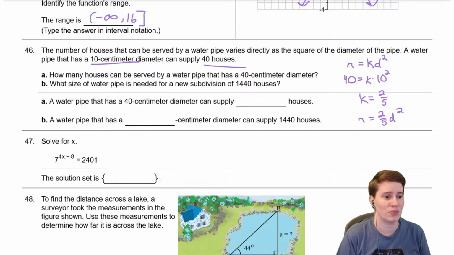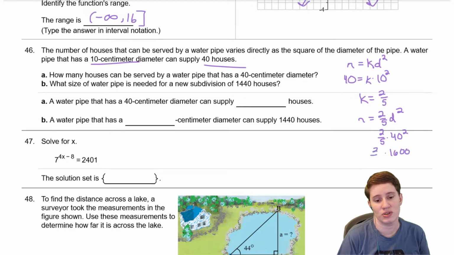A water pipe that has a 40 centimeter diameter can supply how many houses? So we would square 40 and then times it by 2/5. So 40 times 40 is 1600. And 1600 times 2/5, well, if I divide it by 5, I get 320. And 320 times 2 is 640. So that would be 640 houses.